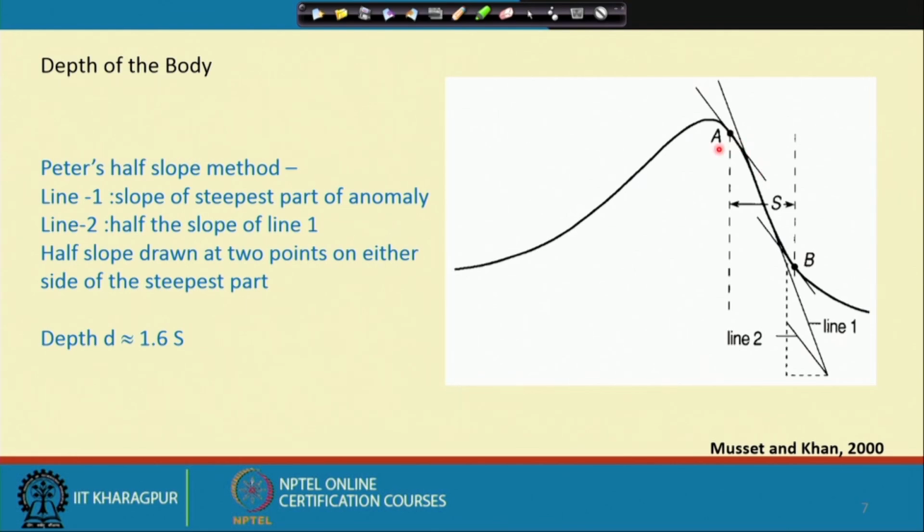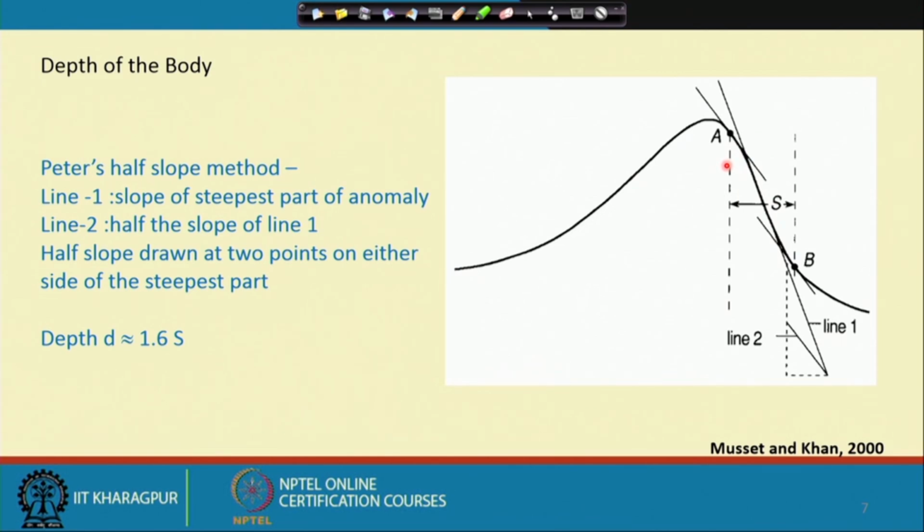And this gives a very simple formula, a very simple idea as to how to calculate the depth of the ore body, say for example, which is containing the magnetic minerals. Here this is the steepest part of the slope of the anomaly, the curve that we are getting. So, if we draw a tangent here, that becomes line 1, and half of that tangent is line 2, and that half tangent line is drawn at points A and B, which are on either side of the steepest part of the anomaly.